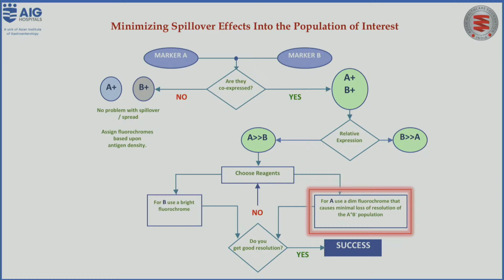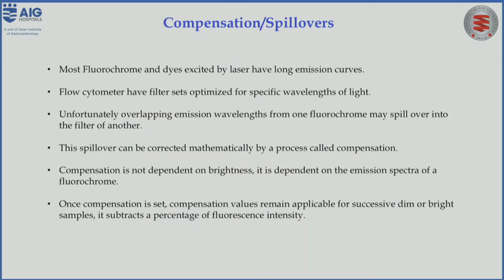So when the markers are co-expressed, we have to see the relative expression. For example, here I illustrated with A and B. A is overexpressed relative to B. So we have to consider B as needing a bright fluorochrome, because B expression is very low. For the B marker, we have to choose the bright fluorochrome, and for A, we have to use a dim fluorochrome, and vice versa with B and A. When we choose the reagents properly, we get the proper expression of the different markers.